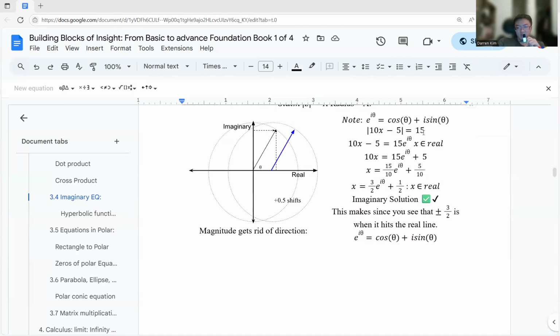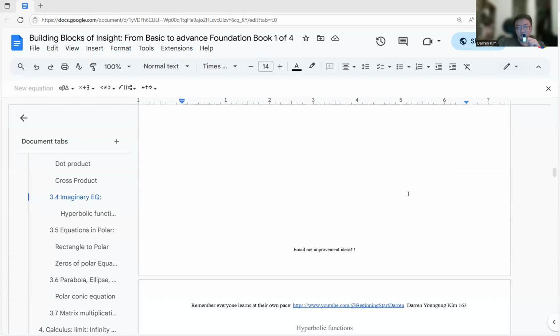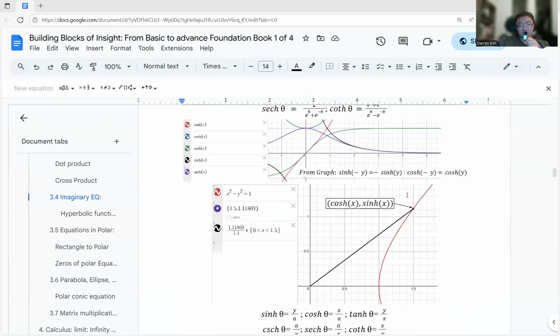I think something's wrong here actually. Fix it. If it's wrong, we'll figure it out. I'll figure it out later.